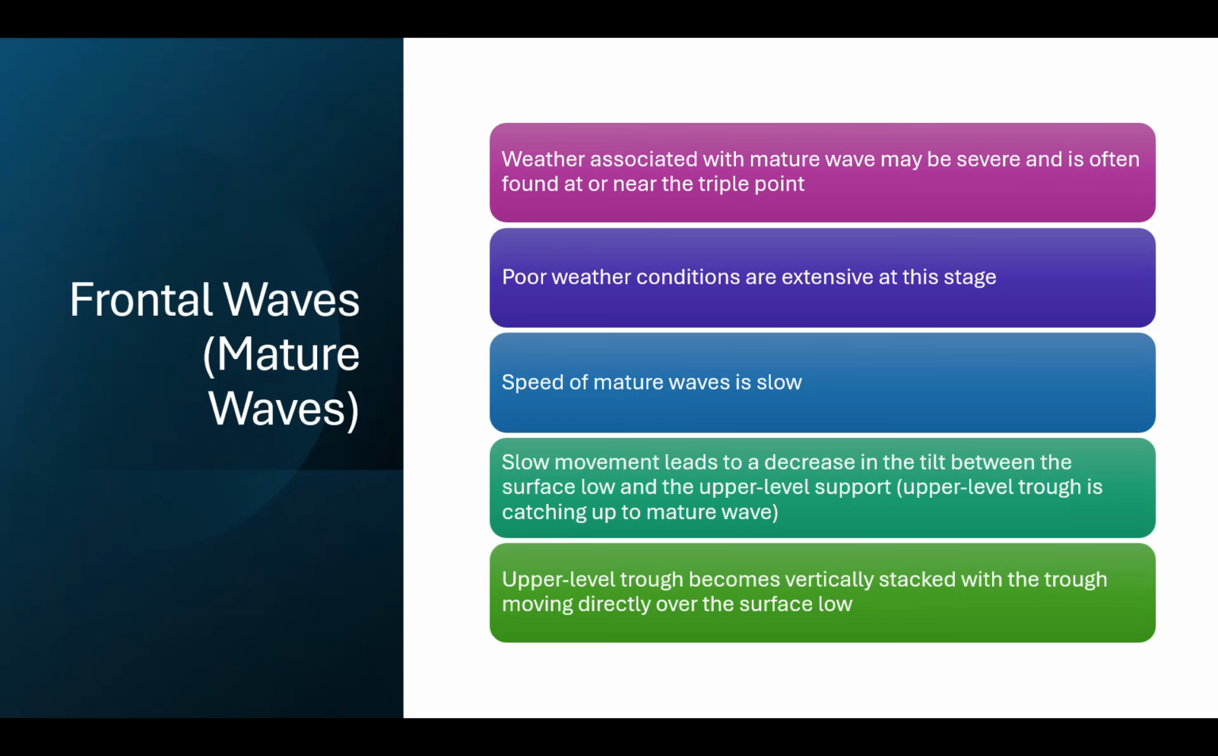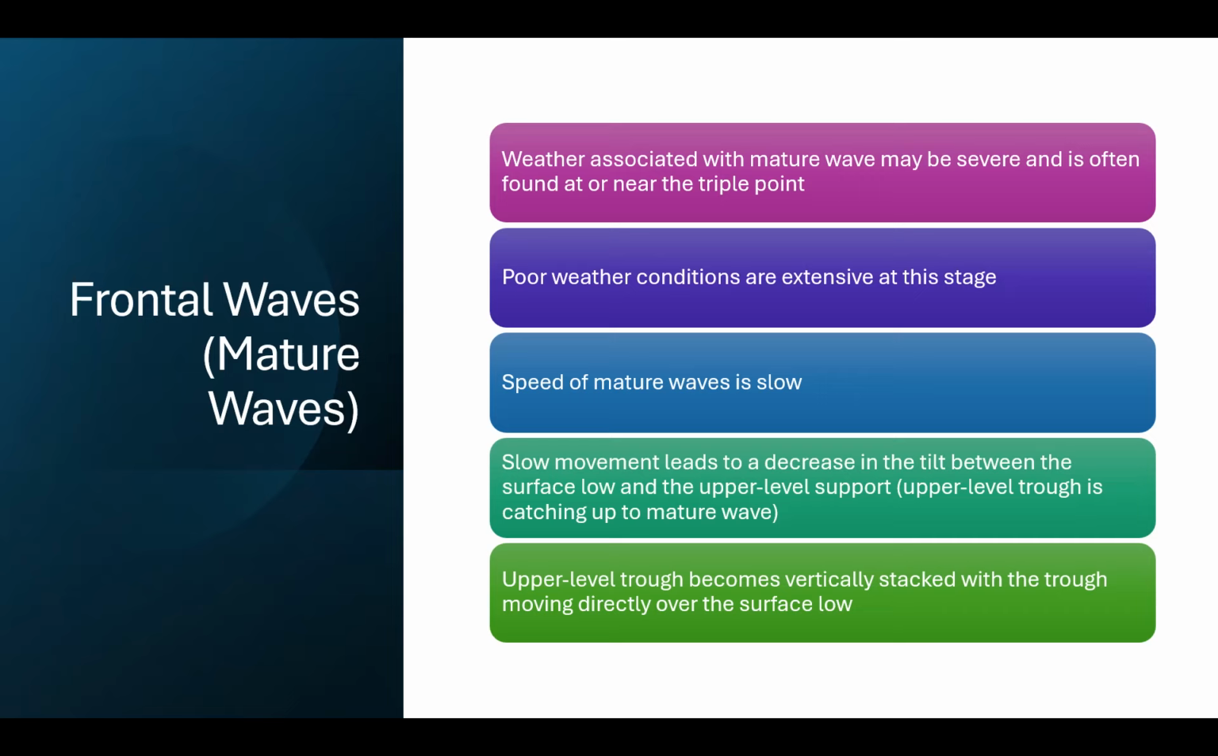And with the mature wave stage of this wave cyclone, the weather is very severe. It's often found at or near the triple point. Poor weather conditions are extensive at this stage. The speed of the mature wave slows down because the amplitude is greatest. Slow movement leads to a decrease in the tilt at the surface between that surface low and the upper level support, the shortwave trough aloft.